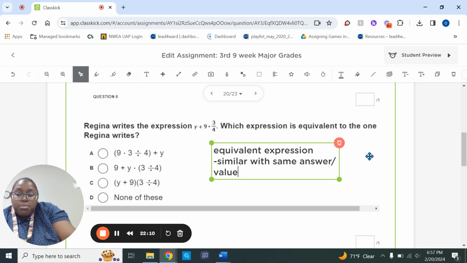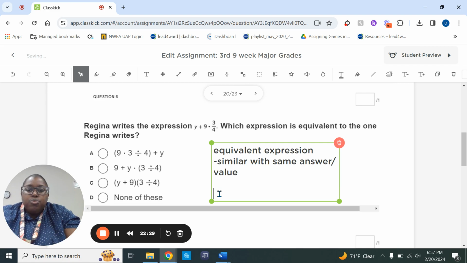Now, it can't be something outlandish like subtraction when there's no subtraction. If it gave us any subtraction, then you would just cancel it out. Now, there are a couple of different things that you can use to make this equivalent.